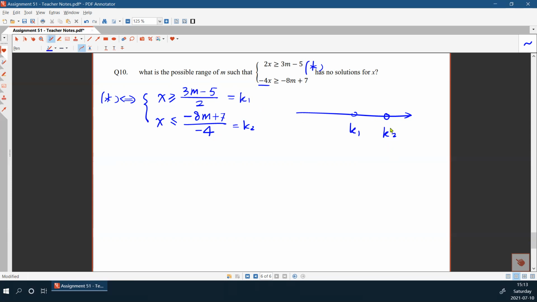So in this case, x is larger than or equal to k1, and x should also be smaller than or equal to k2. So the solution is here, right? There is solution for x in this case, which means k2 cannot be to the right of k1, right? So I want you to rethink this problem. Tell me, if k1 is here, where should be k2? Should be here or here?